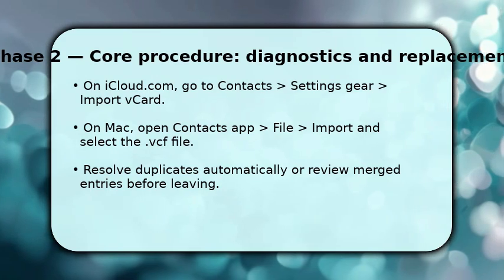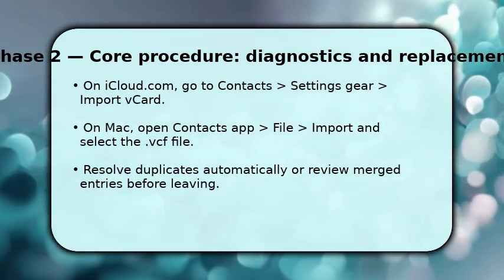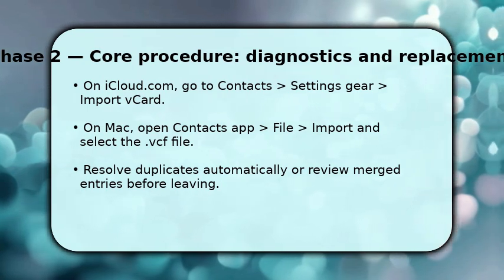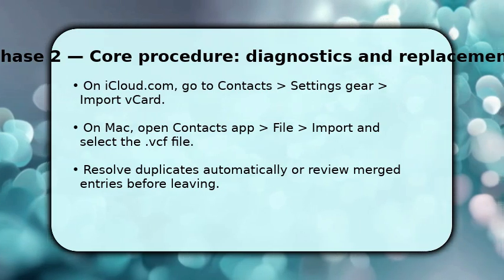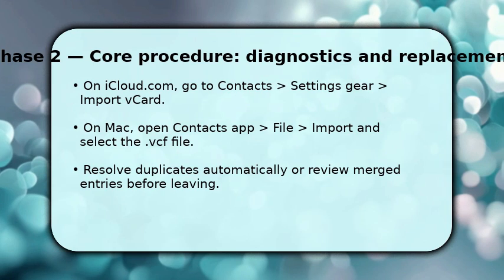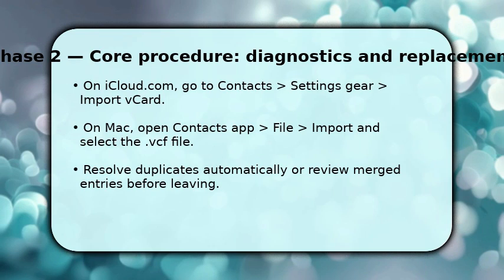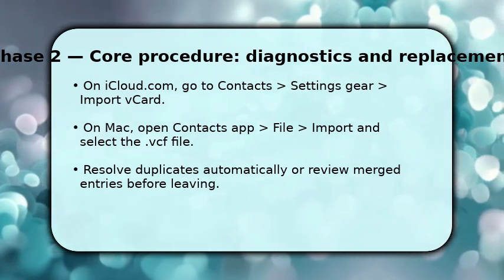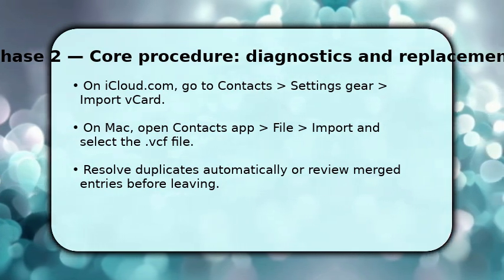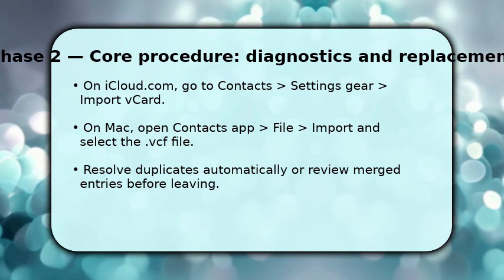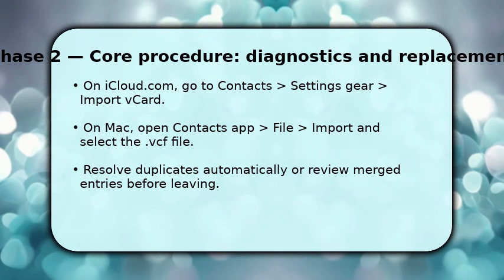Next, import the contacts file into iCloud so every device receives them. If you're on a browser, sign into iCloud. Open Contacts, click the Settings gear and choose Import vCard. This uploads the VCF directly. On a Mac, use the Contacts app and file import to add entries locally. They'll sync to iCloud. Make sure to handle duplicate detection. Let the system merge obvious matches, but spot check important entries to preserve phone numbers and email addresses.